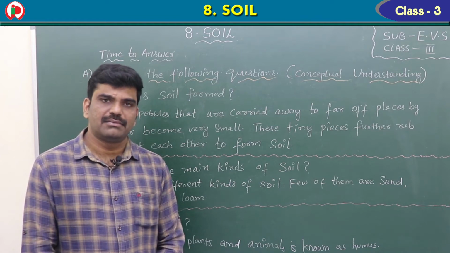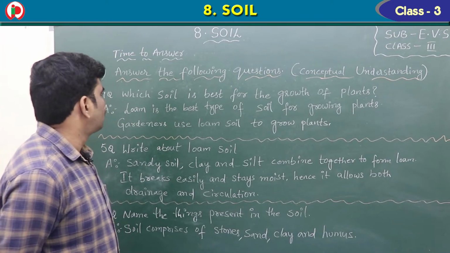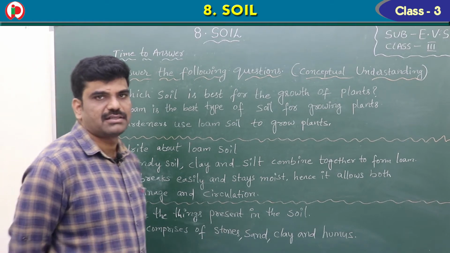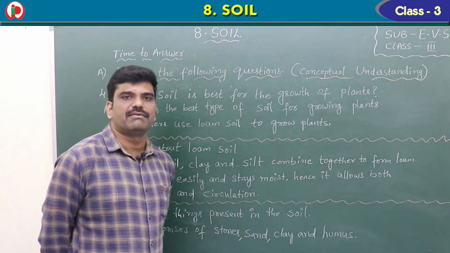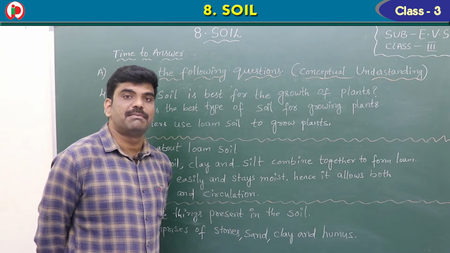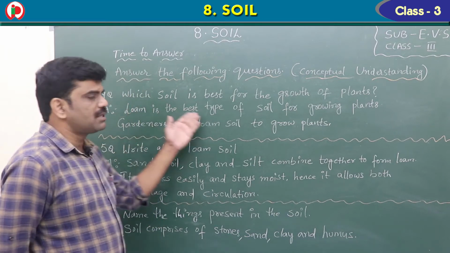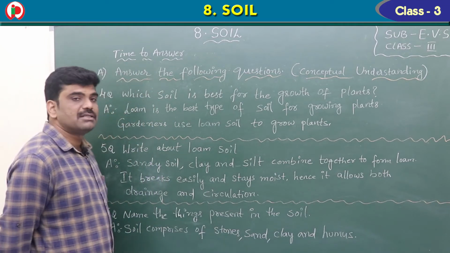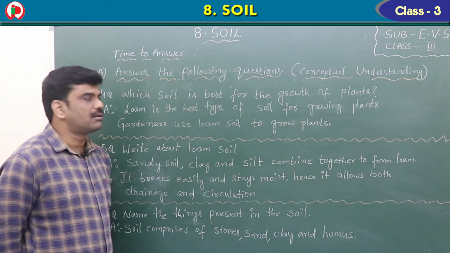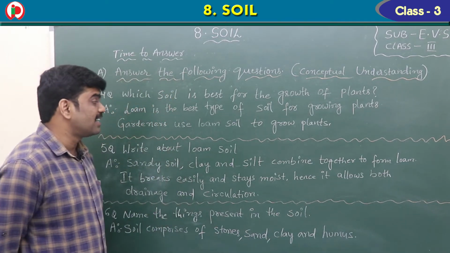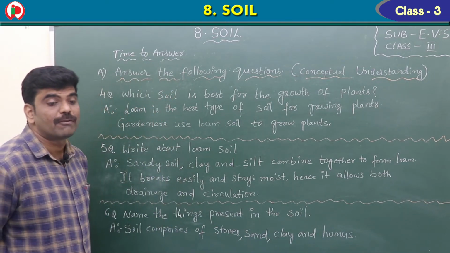Okay. See children, now the fourth question. Which soil is best for growth of plants? As we know, we have different types of soils like sand, clay, silt and loam. Among those four, which one is the best? Loam is the best type of soil for growing plants. Next one, gardeners use loam soil to grow plants.